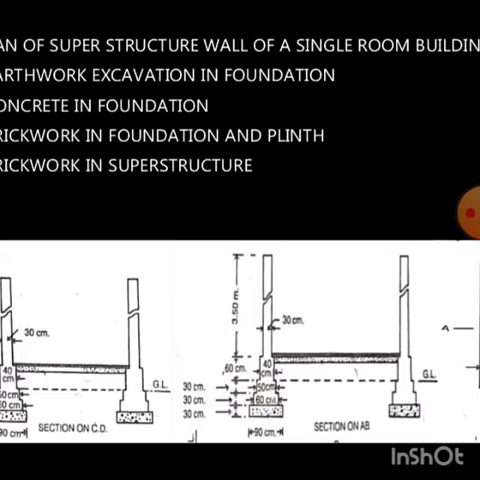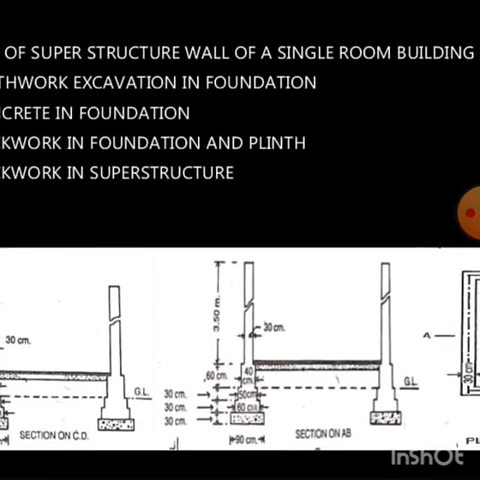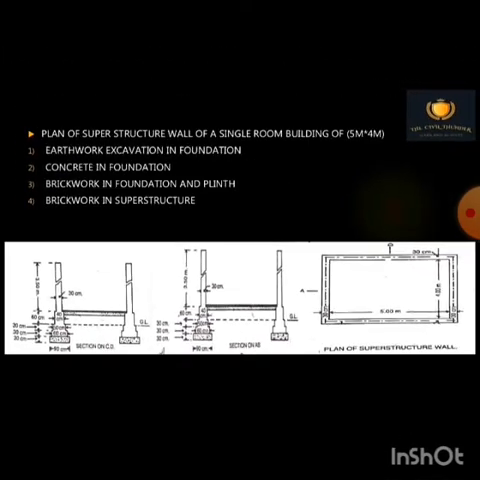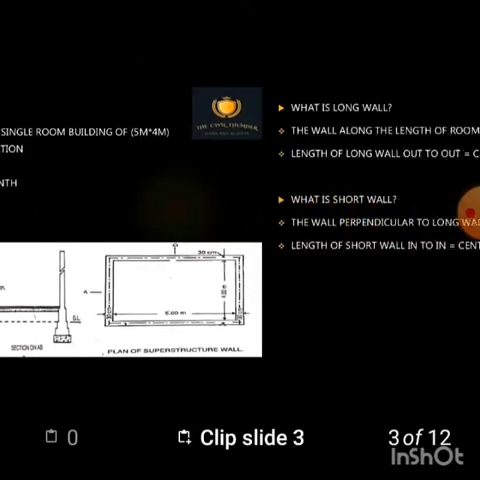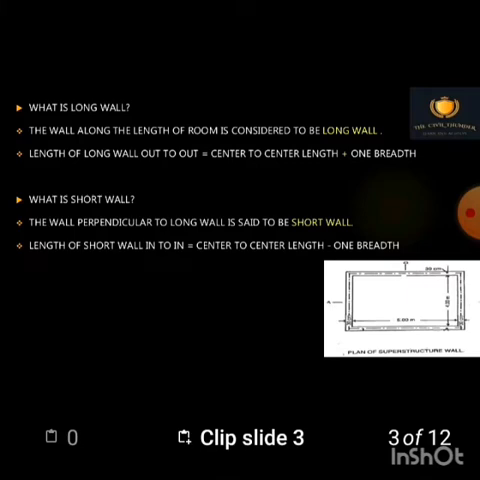So these are the things they have given to us in the plan and cross section. So let us get into the video. First of all, what is long wall and what is short wall? The long wall is nothing but the wall along the length of the room. That is, the horizontal wall is considered to be long wall.